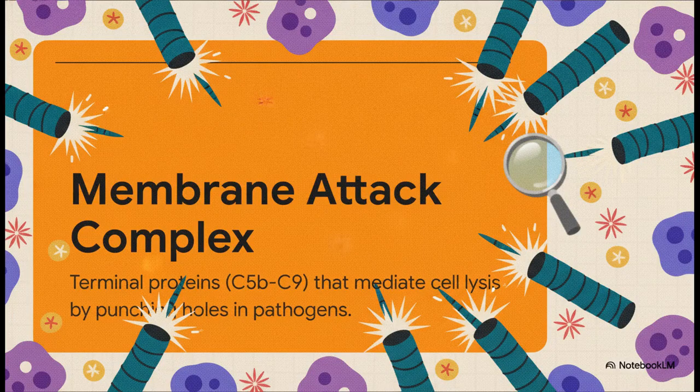And here is the ultimate weapon at the end of this complement cascade: the membrane attack complex, or MAC for short. It's made up of 5 terminal proteins, C5b, C6, C7, C8, and multiple molecules of C9. The MAC operates with just brutal efficiency. It physically embeds itself right into the membrane of an invading pathogen and punches a microscopic hole straight through it, causing the cell to lyse and tear apart. It's literally a molecular drill designed to destroy threats.